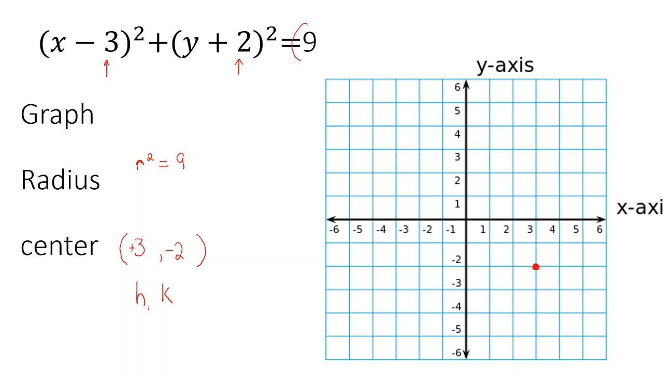This value here is not the radius. The radius is not 9. The radius squared is 9. But in this case, it's kind of easy for us. It helps us out a lot because that makes the radius positive or negative 3.